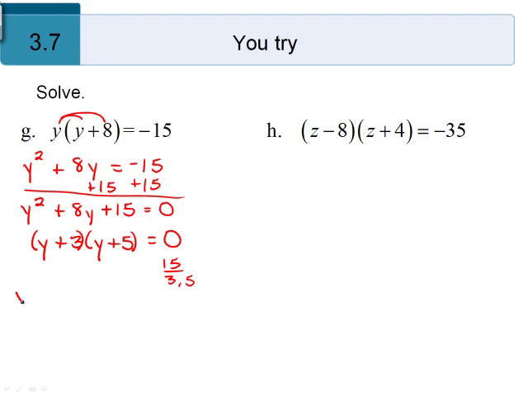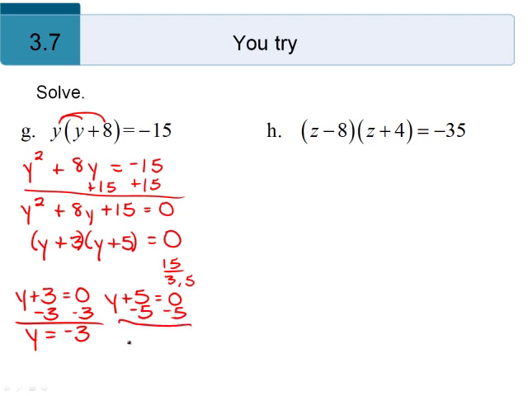Then we set y plus 3 equal to 0, and y plus 5 equal to 0. So I'm going to subtract 3 from both sides. So y equals negative 3. There's one answer. And over here, subtract 5. So y equals negative 5. So I have negative 3 and negative 5 as my answers there.